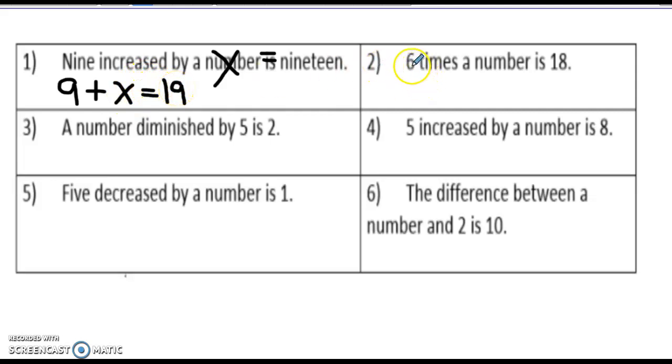Number 2, 6 times a number. Well, for a number, we're going to use x as our variable, that unknown number. 6 times x is 18. Is means equals. So my equation should say 6 times a number, or 6 times x equals 18. So I'm going to write 6x. To show multiplication, you can just touch the 6 right to the variable. 6x is 18 or equals 18.